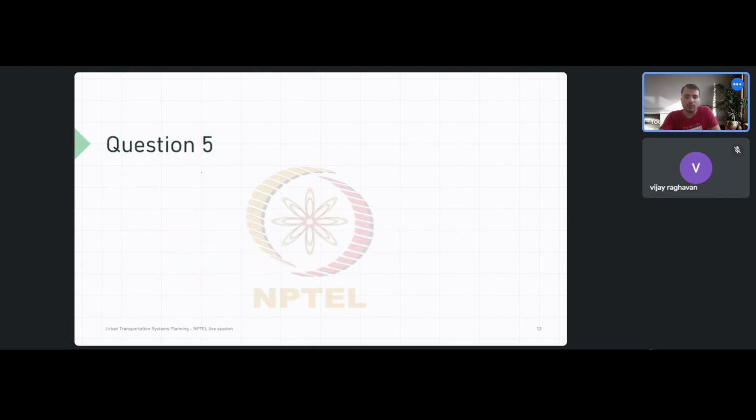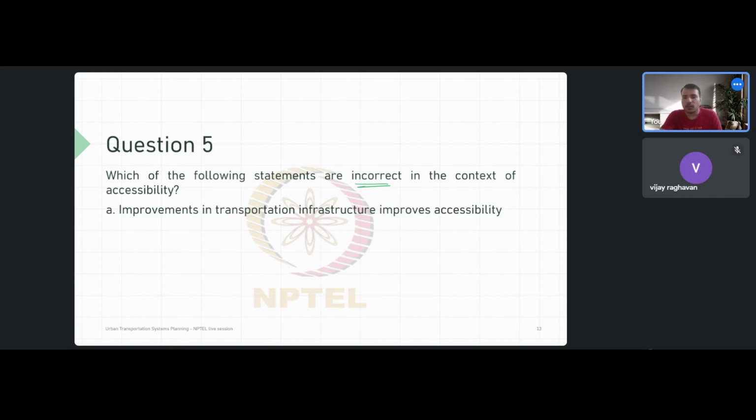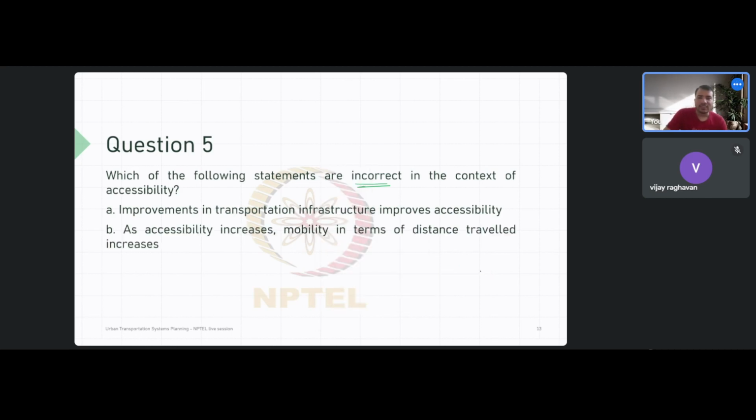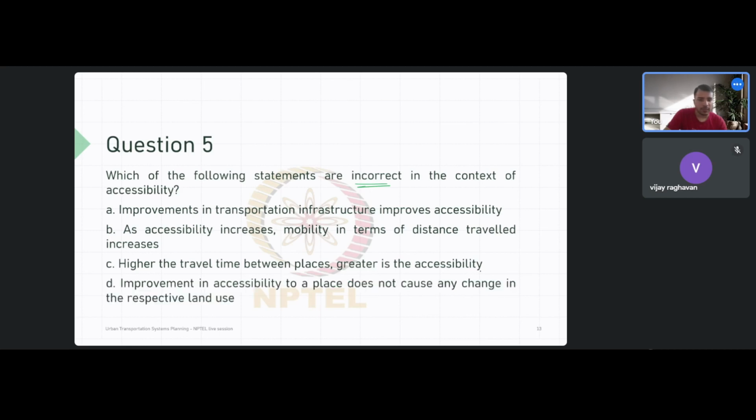Coming to question 5. Which of the following statements are incorrect in the context of mobility? So here we have to determine the incorrect statements, not correct. Option A, improvements in the transportation infrastructure can improve the accessibility of the region. As accessibility increases, mobility in terms of distance traveled increases. Higher the travel time between places, greater is the accessibility, and improvement in accessibility to a place does not cause any change in the respective land use.